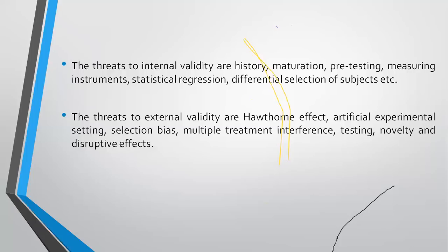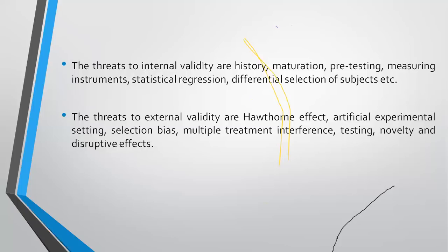If you want to carry out a good research, you select your participants randomly so that you don't have to be biased. But when you are biased, it will have an effect on the general outcome of your research work. Another one is multiple treatment interference.